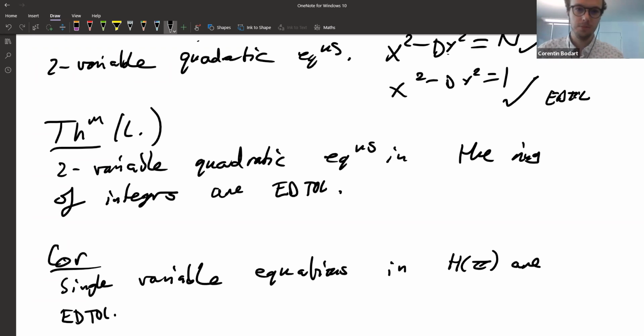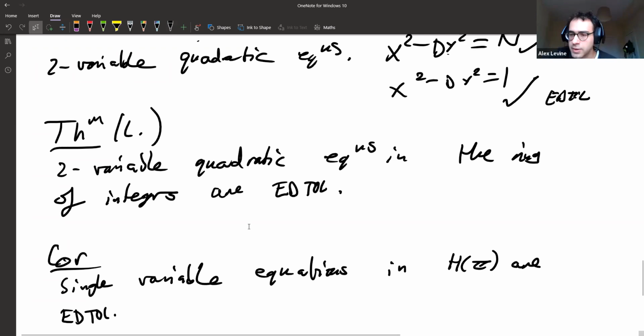Are there techniques to show that a language is not EDT0L? Sorry, could you say that again? Are there techniques, strategies to prove that a language is not EDT0L?